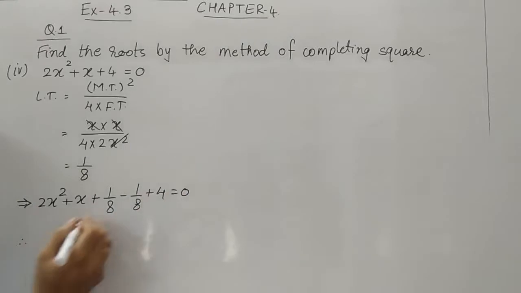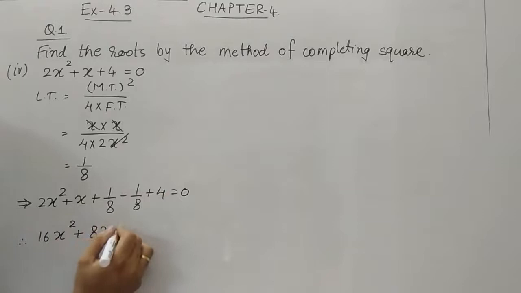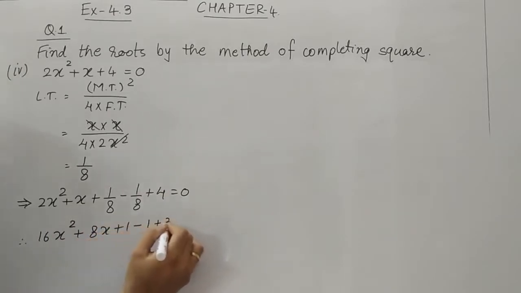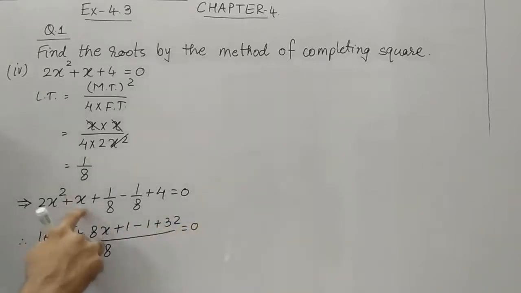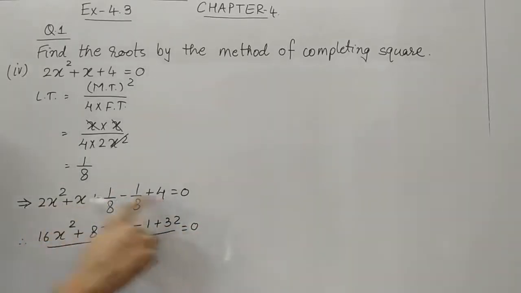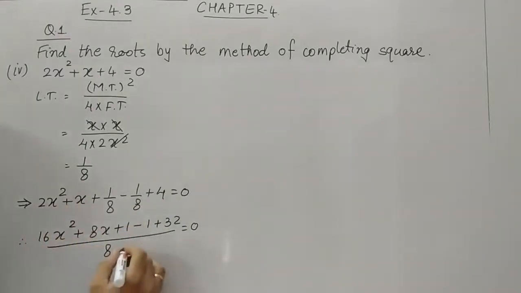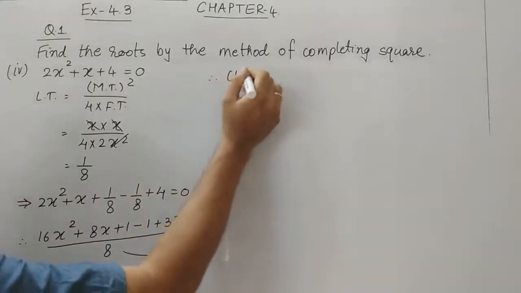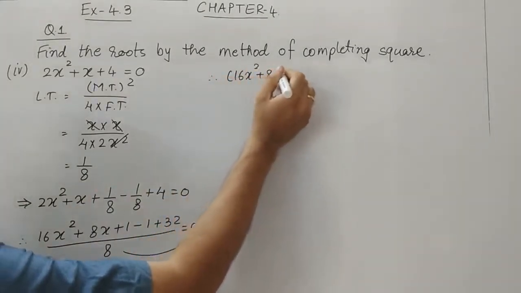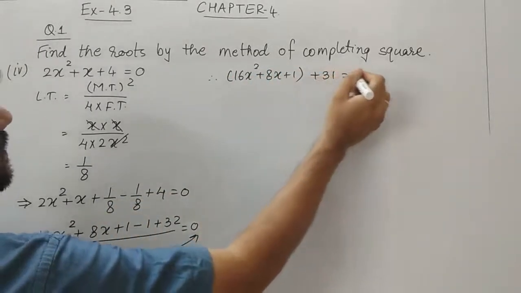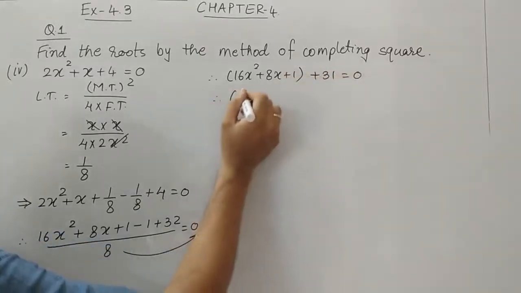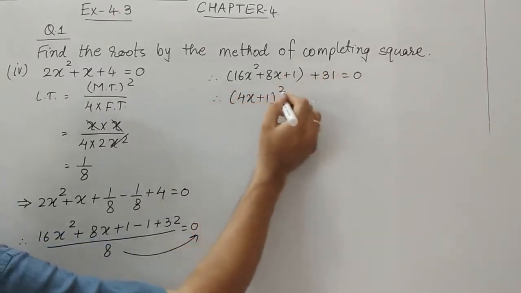Again I go for the LCM. 8 multiply here: 16x square plus 8x plus 1 minus 1 plus 32. So in this step I have multiplied 8 with the terms which do not have the denominator. That is, I multiplied the first, second and last terms by 8, which we used to call taking the LCM. Now 8 will go to the front. So the first 3 terms must be a perfect square trinomial. Plus minus minus plus 31. This must be a perfect square. 4x plus 1 the whole square, as we discussed earlier.